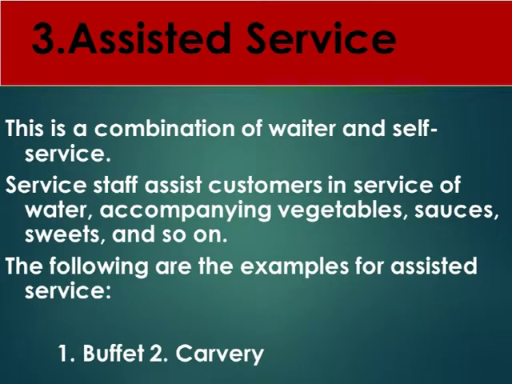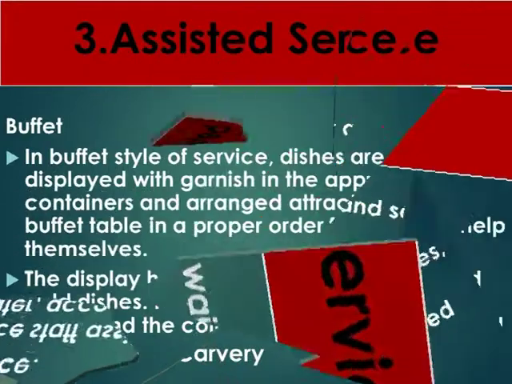3. Assisted service. This is a combination of waiter and self-service. Service staff assist customers in service of water, accompanying vegetables, sauces, sweets, and so on. The following are the examples for assisted service. 1. Buffet. 2. Carvery.